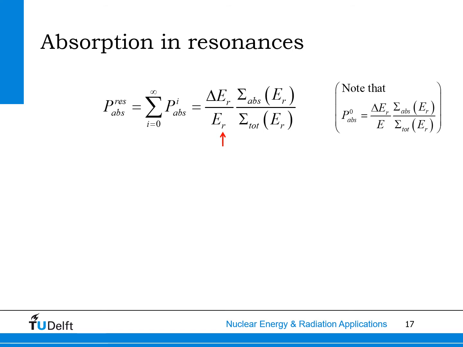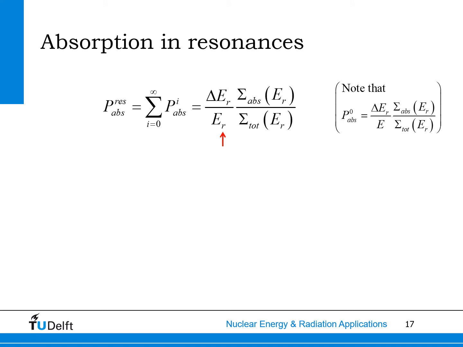Actually, the result is not very surprising. We have just calculated in a slightly different way that the neutron flux depends on the reciprocal of the energy. The lower the resonance energy, the higher the neutron flux density and the larger the absorption probability.